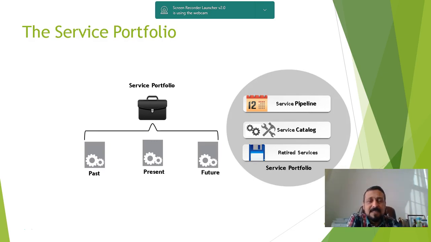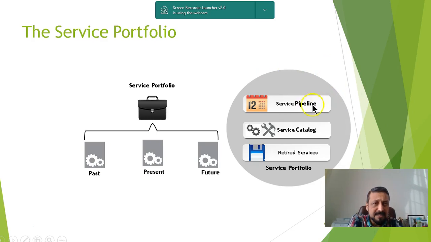Service portfolio. That's again an exam question as well. Very often it's asked in the exam. Service portfolio is a list of all of your services that are being offered today, the ones that have been retired that were offered in the past, as well as the services that will be offered in the future. So service portfolio is a combination of past, present, and future.